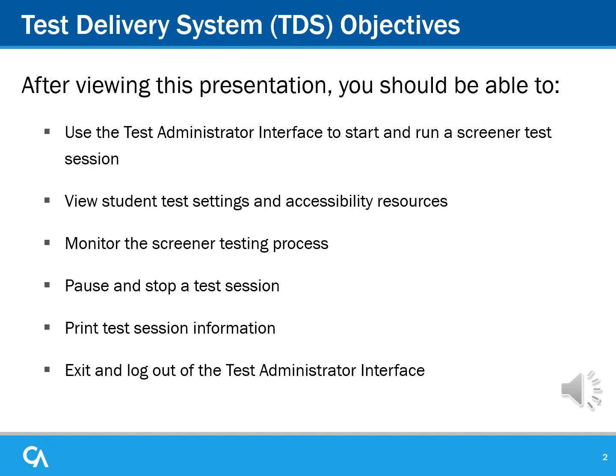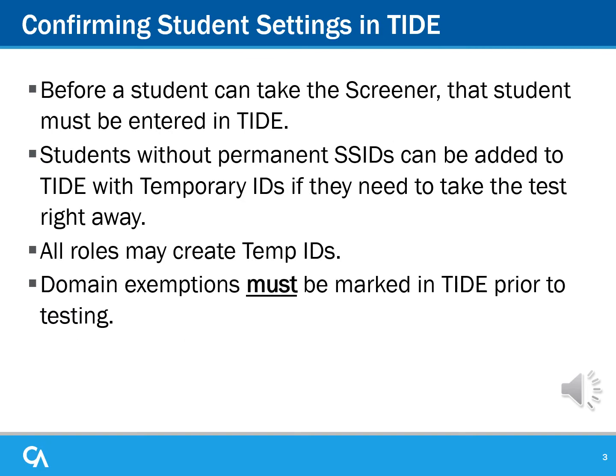Students must use the secure browser to take the screener online. All students taking the screener must be added to TIDE in advance of being administered the screener. If your student is already listed with an SSID in TIDE, then they are ready to take the screener. Otherwise, they must be added. If the student does not yet have a permanent SSID and needs to take the screener immediately, then they must be added to TIDE manually using an automatically assigned temporary ID.